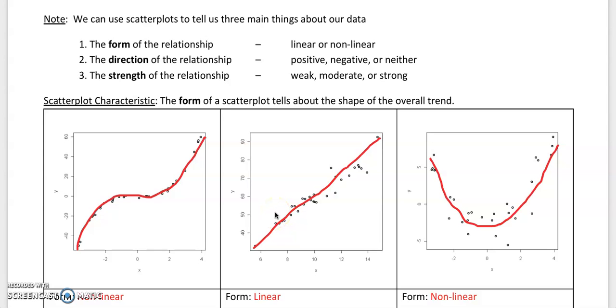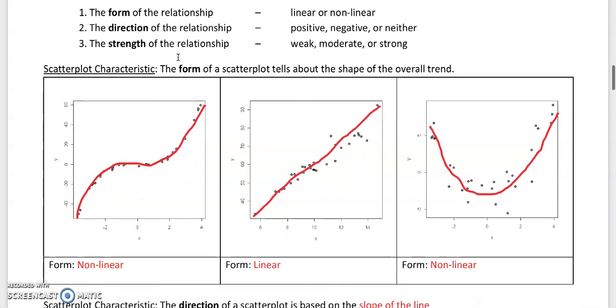In part one of this set of notes, we talked about the form of the relationship in a scatter plot and the direction of the relationship. Now we're going to look at the strength of the relationship.